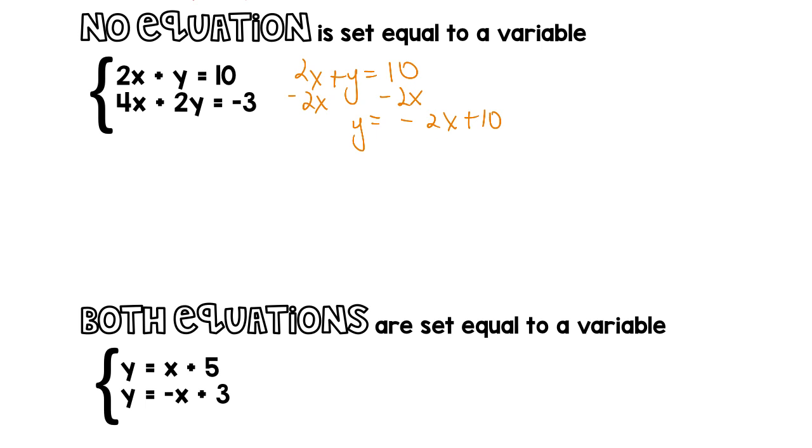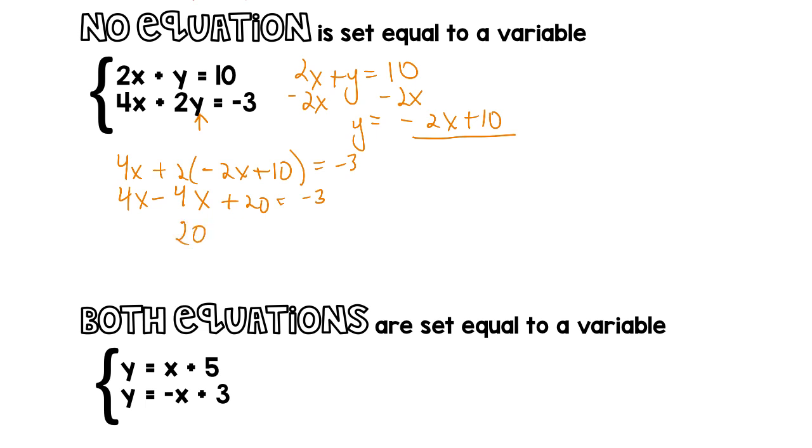Now, I know what y is equal to, so I'm going to plug what y is equal to into y in the second equation. So I get 4x plus 2 times negative 2x plus 10 equals negative 3. That's 4x minus 4x plus 20 equals negative 3. Well, we have 4x minus 4x. That is 0x. So we're just left with 20 equals negative 3. Is that true? Totally not true. That means these lines are parallel, and this has no solution.